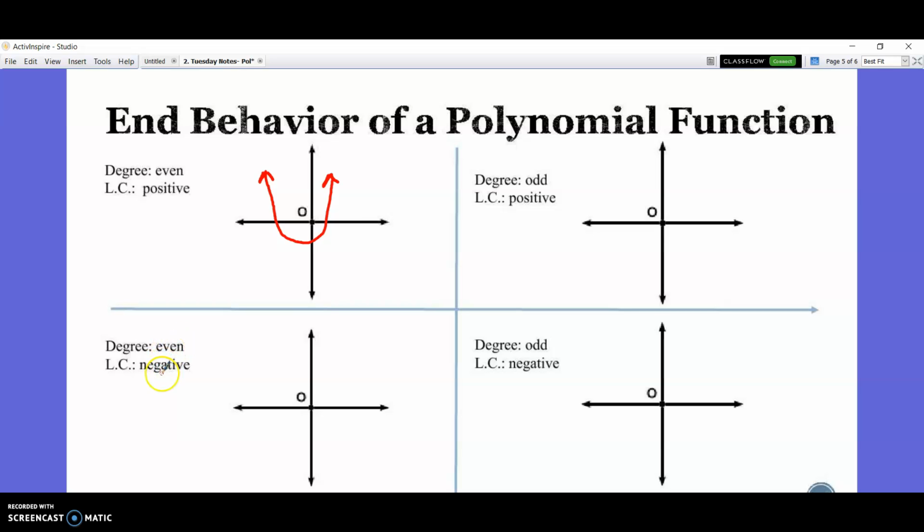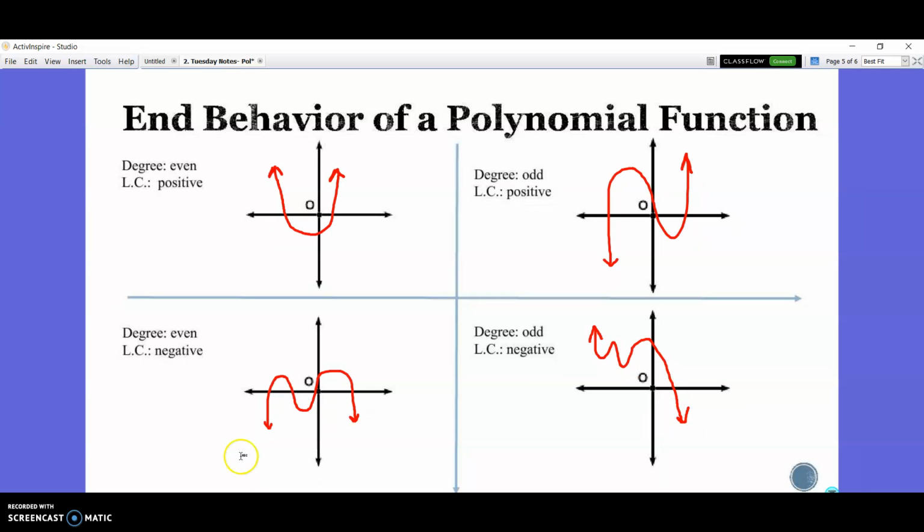Here, if it's even negative, then it would be something like this, for example. An odd positive looks something like this. And then odd negative would look something like this. Okay, so those are just some examples of what these graphs would look like, but there are many, many different types of polynomials, so it won't look exactly like this. But how you can tell is you look at your ends. So that's why we call it end behavior. You look at the ends of your graph.